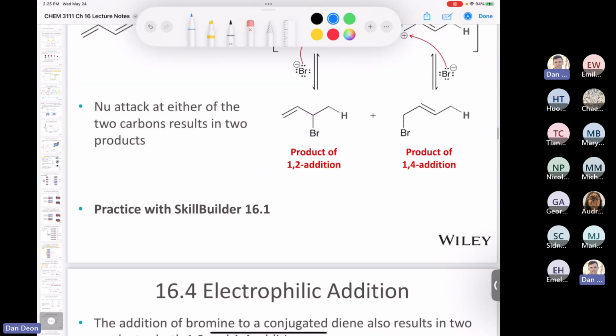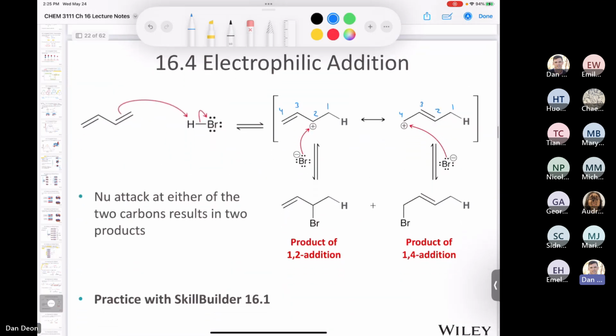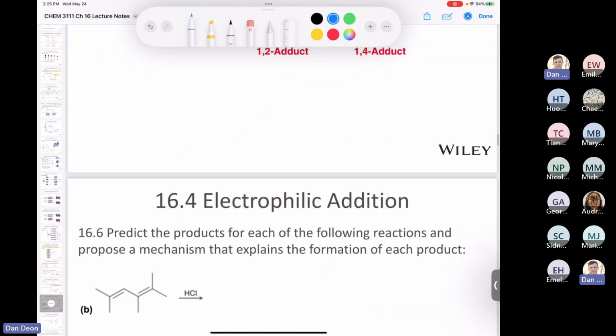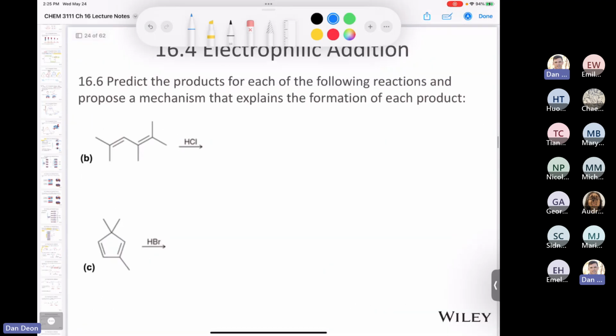Now if you understood this part here, or you're just seeing this kind of thing for the first time, it's still kind of new. Now we're going to turn up the heat a little bit, and we're going to look at a couple of problems where we're starting with a diene, but it's not symmetrical.